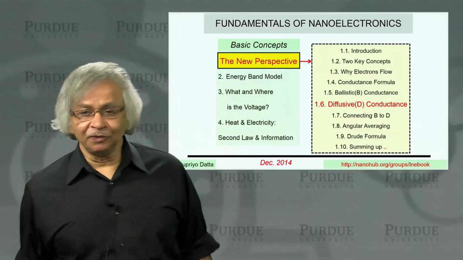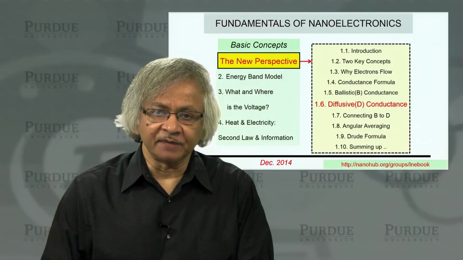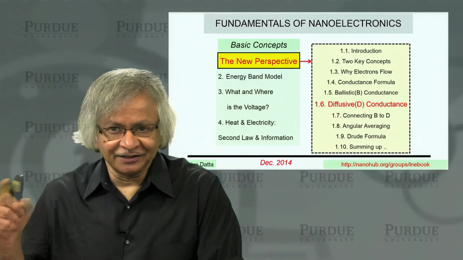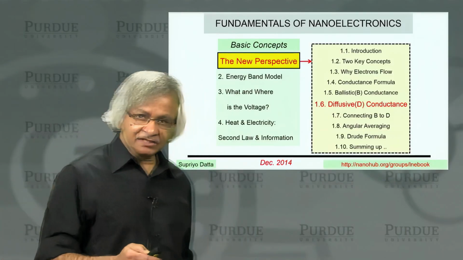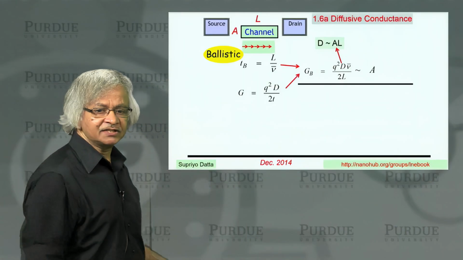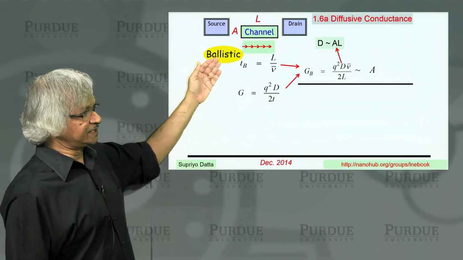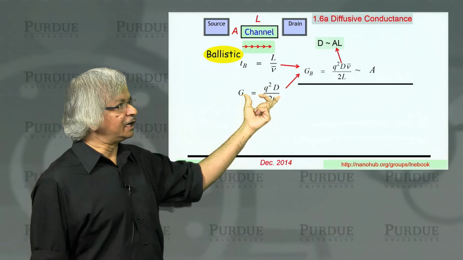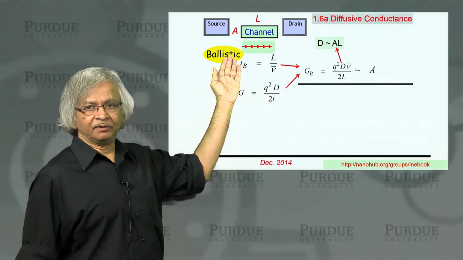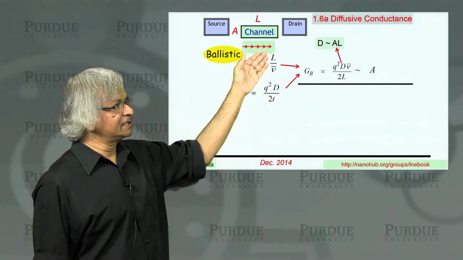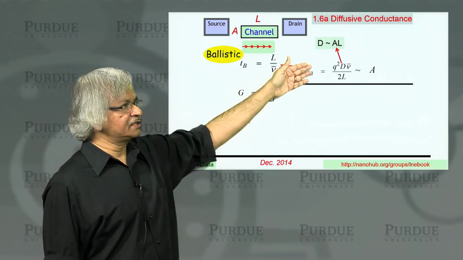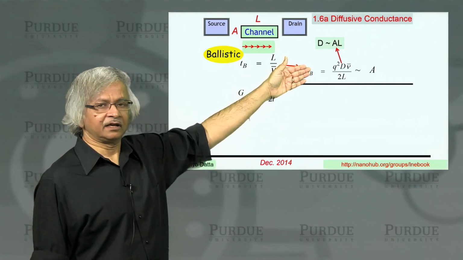Welcome back to Unit 1 of our course, The New Perspective. We'll now talk about the diffusive conductance. In the last lecture, we talked about the ballistic conductance. Of course, we have this general expression for conductance, and what we did was say that for ballistic transport, the time is length divided by average velocity, and that's how we got this expression for the ballistic conductance.